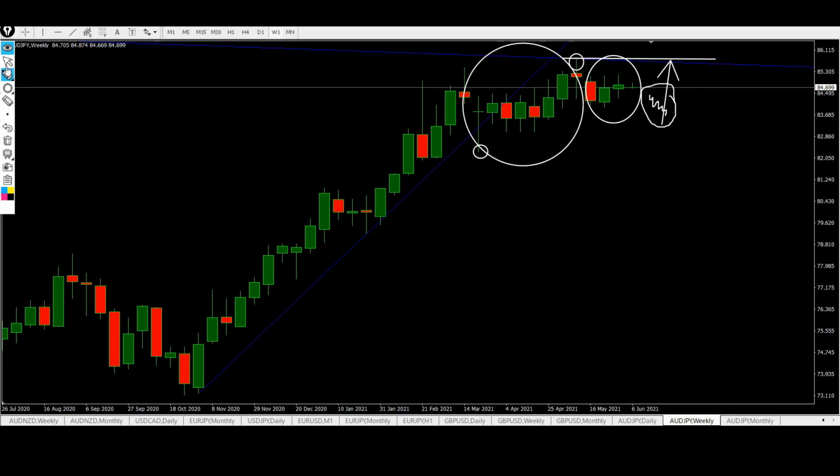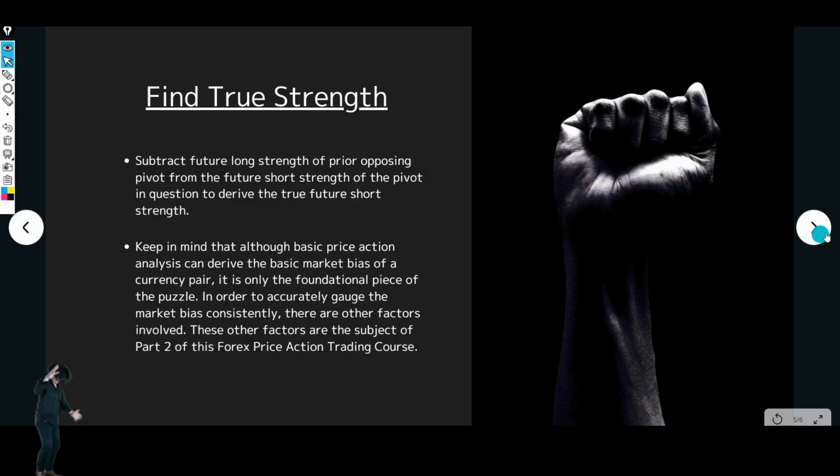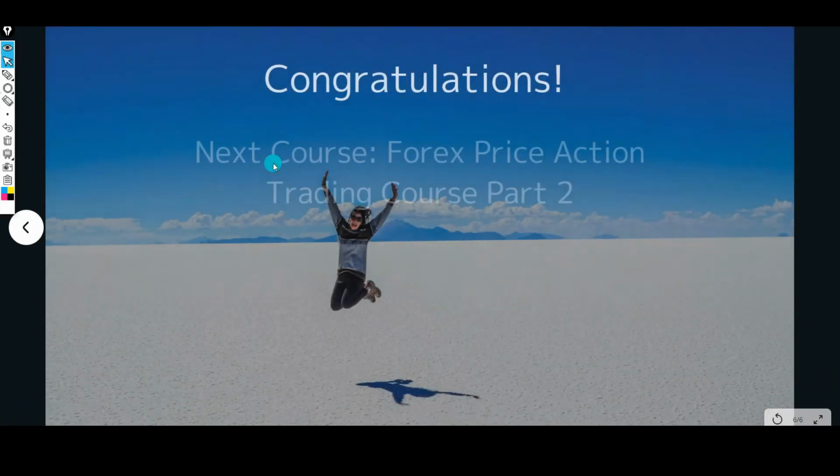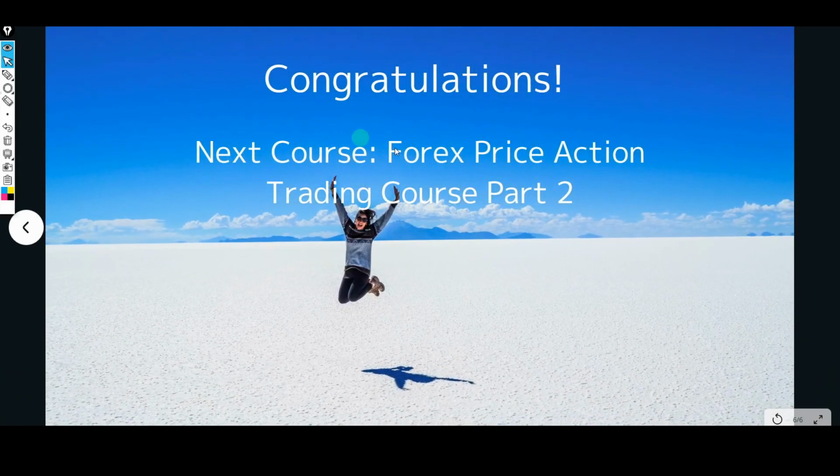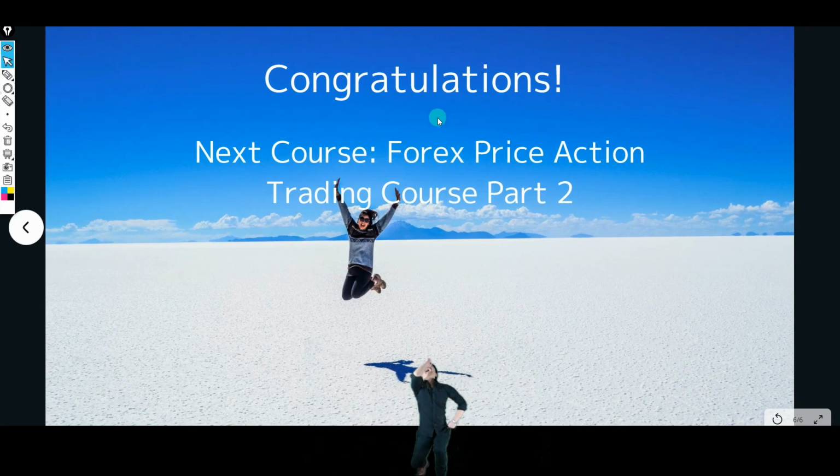Okay, all right, let's go on to the next slide. All right, so congratulations. Hallelujah! At this point, if you've gone through my first course, you should now know the foundations of how to read price. Now, in part 2 of this course, like I explained earlier, we're going to learn how to read price at a more intricate level, which is going to further allow us as traders to consistently know the market bias.